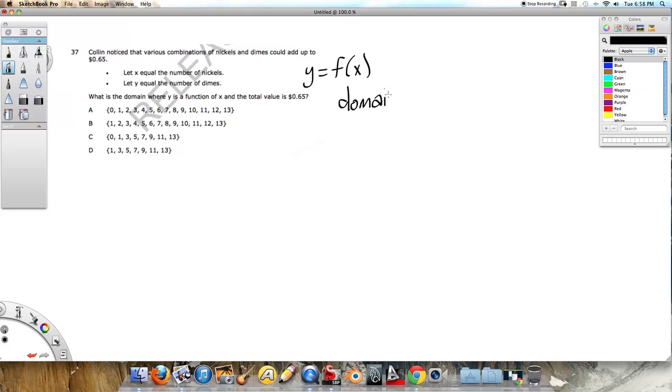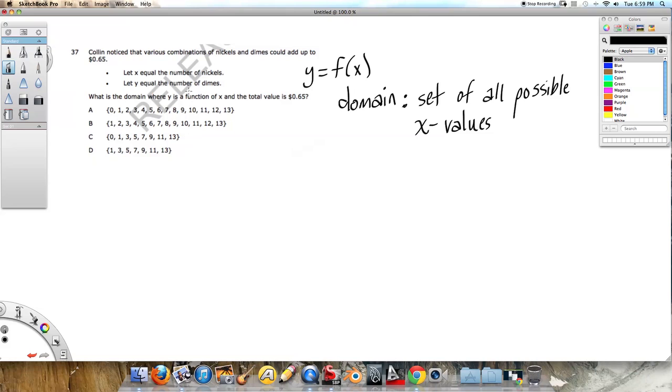Domain is just the set, for those of you who don't remember, domain is the set of all possible x values. Now, in some problems that may be the t values, like if time is your independent variable, maybe it's the set of all possible time values, but it's going to be the independent variable, the variable that normally would go on your x-axis. Okay, so that's what domain is. So we're looking for what x values can we plug into our equation that we're going to come up with, and it actually works out to solve the problem.